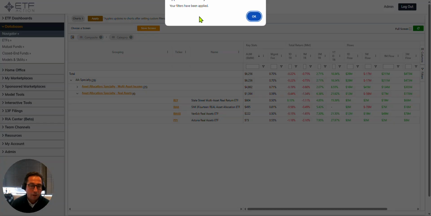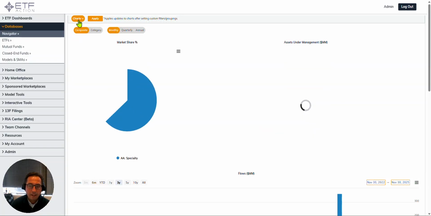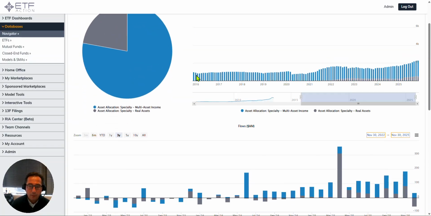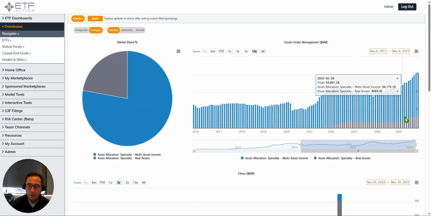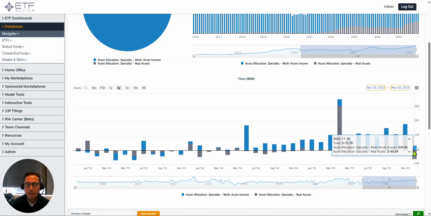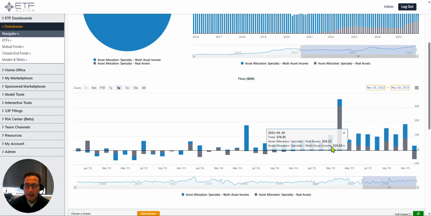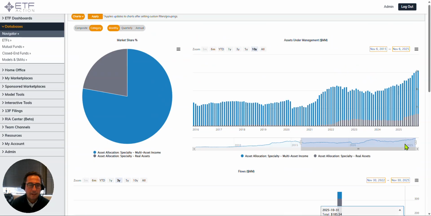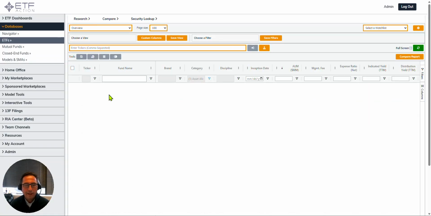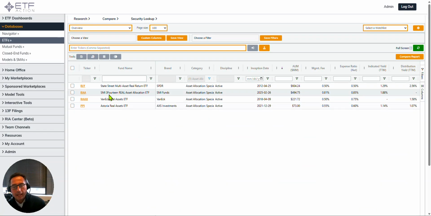If I hit apply on my charts tool here, take a look at this, we can see these categories have done pretty well year to date. Nice growth rate there. And then flows have been pretty consistent, with just starting to see some outflows this month for the first time. But prior to that, every month this year has been positive. So what I want to do is dive in specifically to these real asset ETFs. I'm just going to click this hyperlink, asset allocation specialty real assets. It's going to load up those four ETFs in my database.